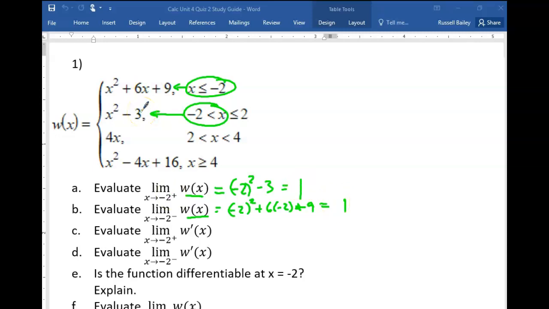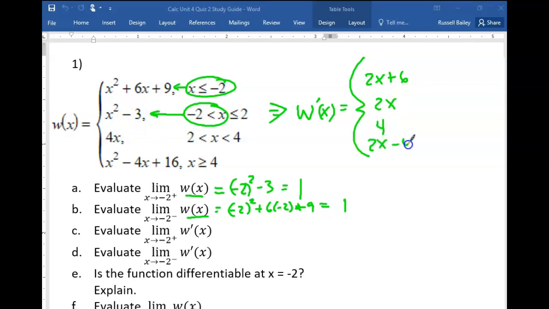They're not disjointed. Now we're going to do the same thing, but we're going to be finding whether or not the derivative is the same from the left and the right. That doesn't tell us if they connect, but instead it tells us if they connect in a smooth, differentiable curve. Okay, so let's go ahead and find the derivative now. It's not equals. But the derivative would be 2x plus 6, and then 2x, and then 4, and then 2x minus 4.